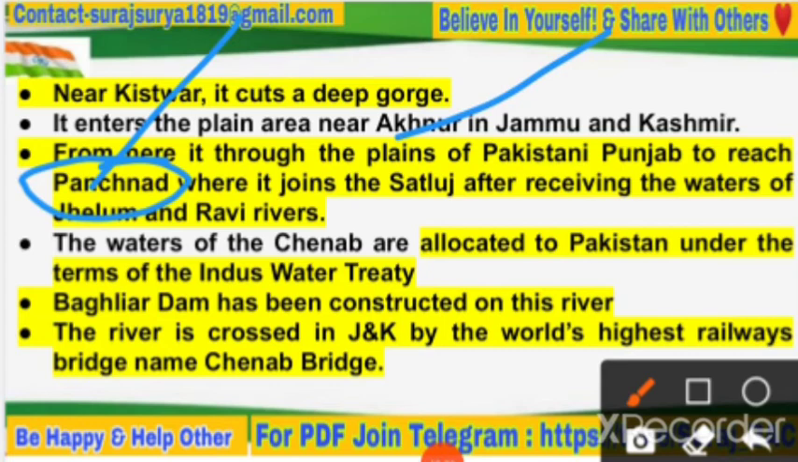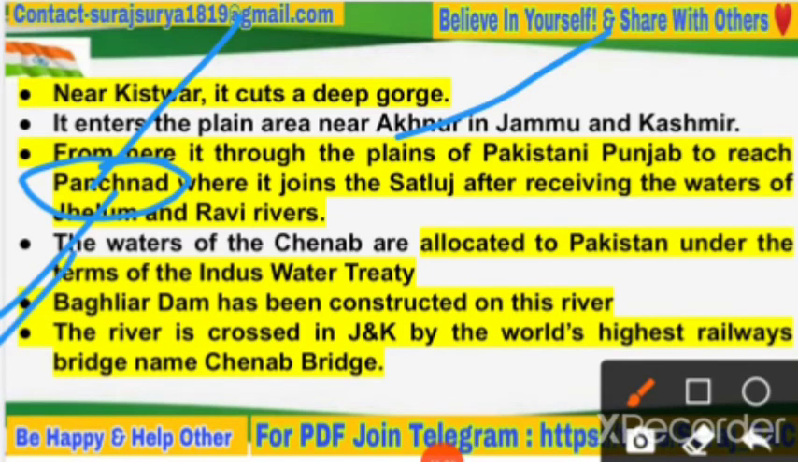Panch means five and Nad means rivers, where it joins the Satluj after receiving the waters of Jhelum and Ravi rivers. The waters of the Chenab are allocated to Pakistan, as we have discussed about the Indus Water Treaty, which we are going to have shortly after upcoming slides. So the main important dam which has been constructed on the important river of Chenab, that is Baglihar Dam. And Salal Hydroelectric Power Project, which you find in Reasi, and Baglihar Dam in Ramban district. So these are two important hydroelectric projects which you will see on the Chenab River.